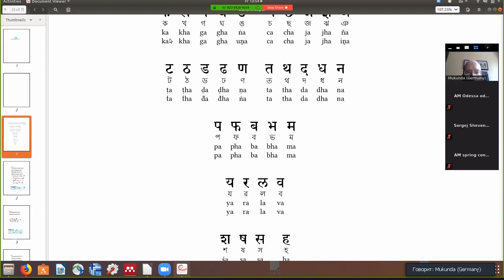So the dental group somewhat corresponds to the way a T is made in Italian.